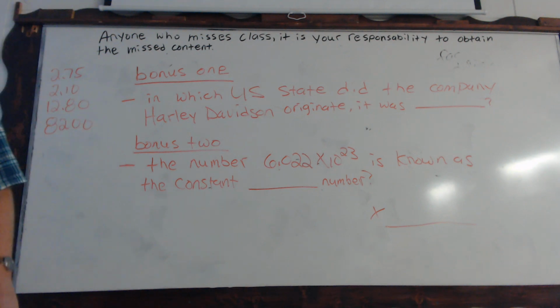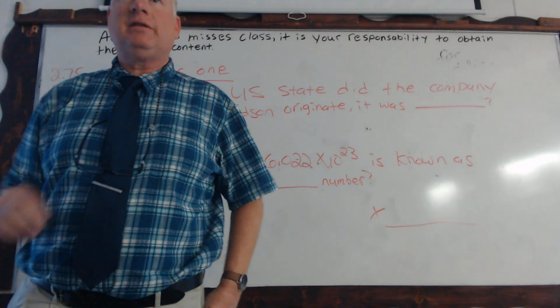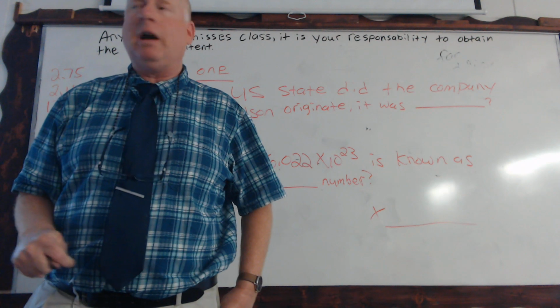So we have these two bonus questions. One says, in which U.S. state did the company Harley Davidson originate? You've got 50 choices. It wasn't South Dakota. Now you're down to 49. It wasn't Alaska or Hawaii because it was part of the lower 48. So we already eliminated 3 for you. And the number 6.022 times 10 to the 23rd power is known as the constant blank. Chemistry students can help you with that if you choose to reach out to them.